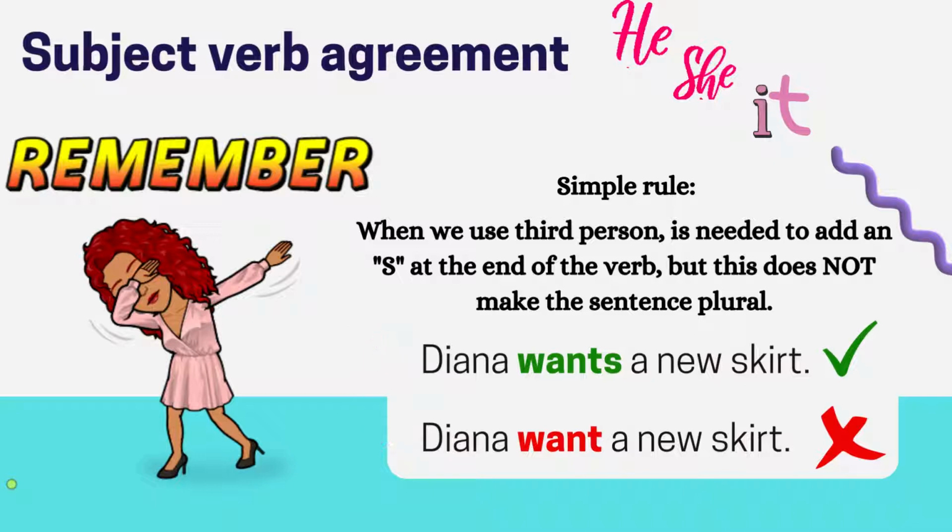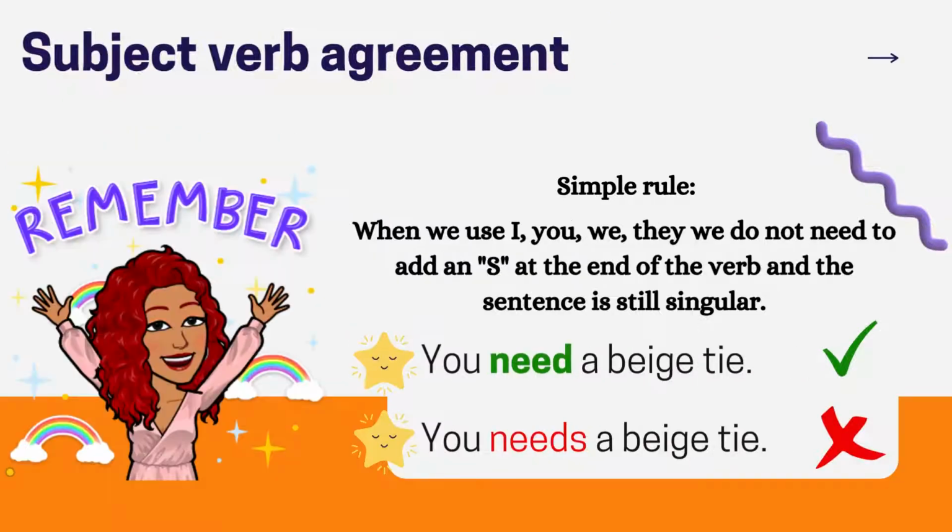What will be incorrect is saying Diana want a new skirt, because Diana means she, and we need to add an s at the end of the verb. Whenever you use I, you, we, and they, we do not need to add an s at the end of the verb, and the sentence will still be in singular. You need a beige tie will be the correct form of saying it because you is not third person. You needs a beige tie will be the incorrect one because we don't need to add the s at the end of the verb.